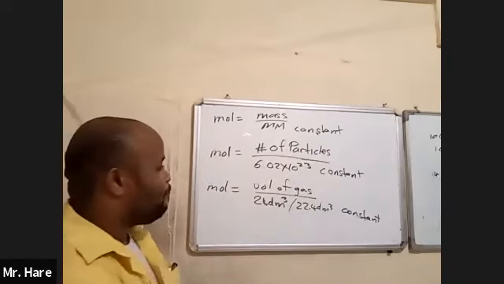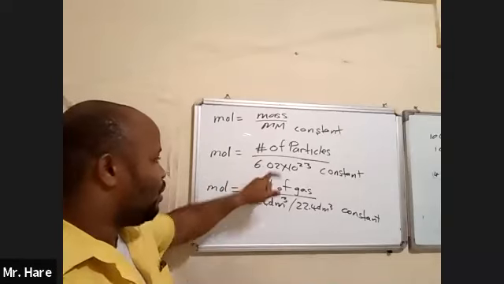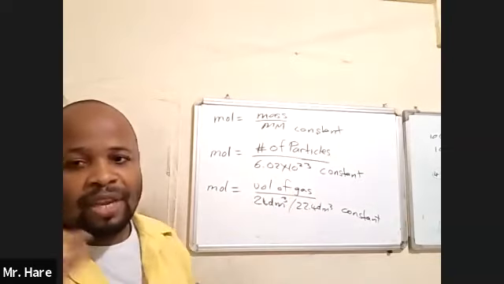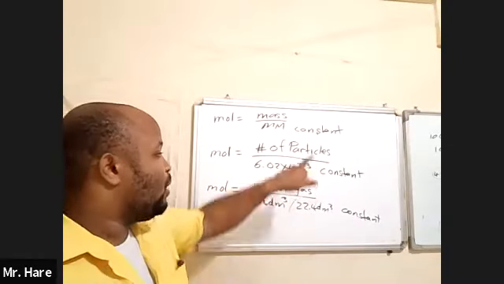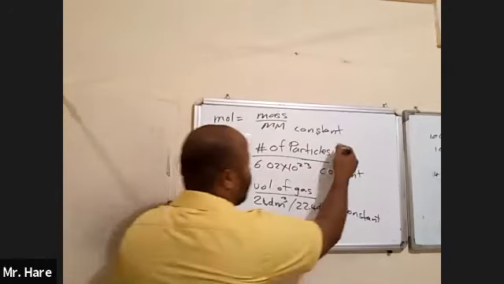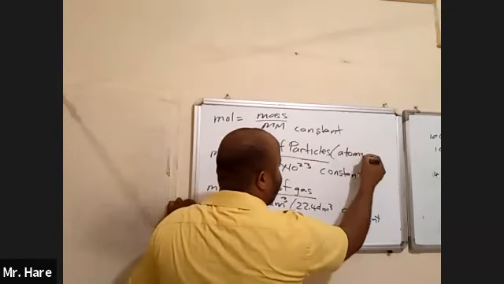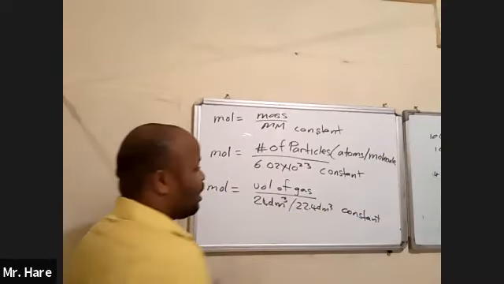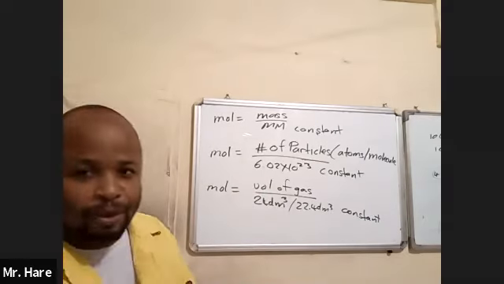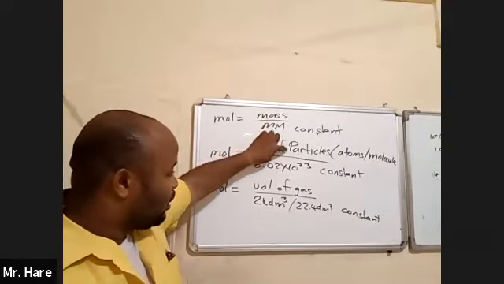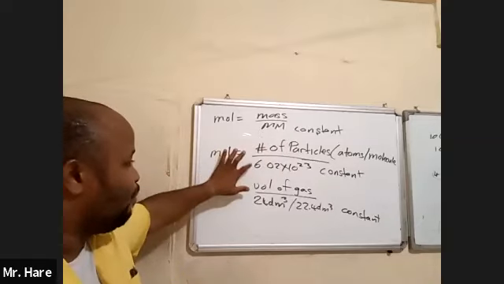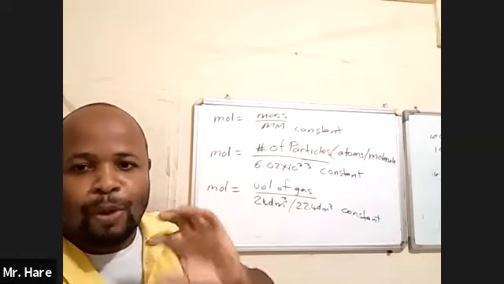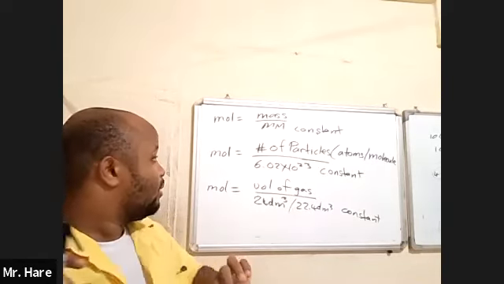For particles, we use Avogadro's number. But in the question, if you get a covalent compound, it will not say particles. You can see atoms, and you can see molecules. If it's a covalent compound, it will say molecules. But if you see atoms or molecules, just know it is particles, so you must use Avogadro's number. So if you're asked to find moles, at no point should you be multiplying.